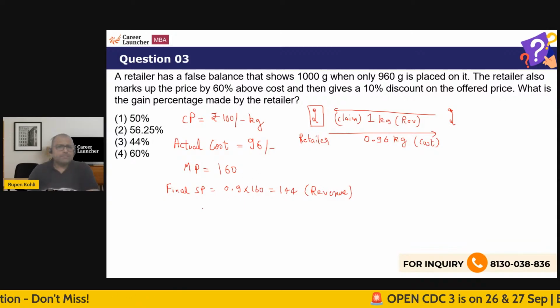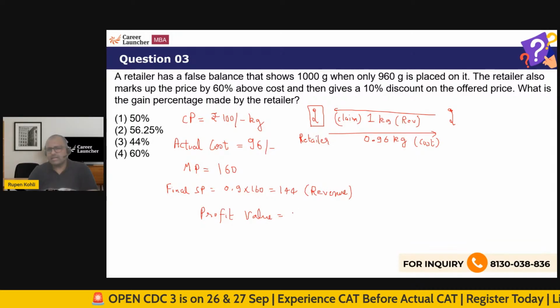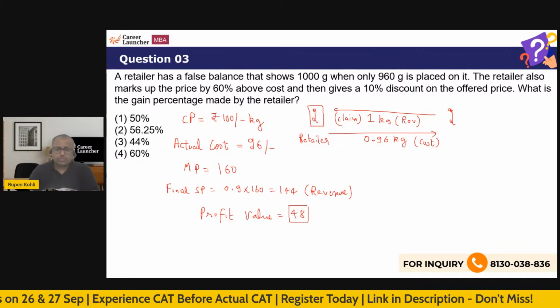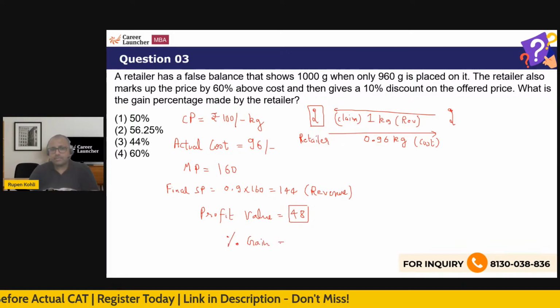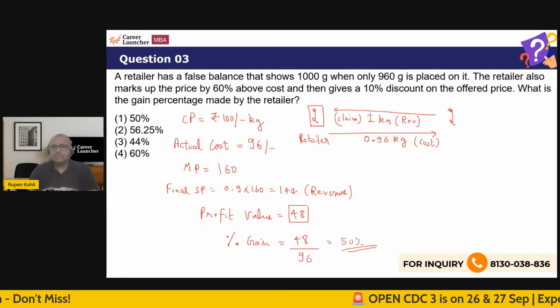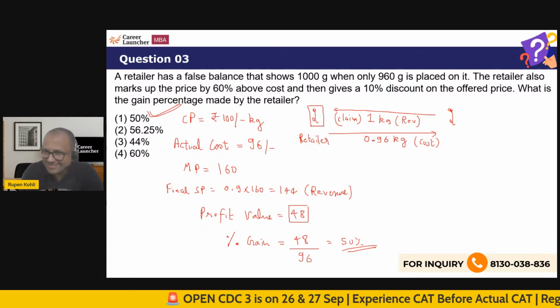So we have to find the gain percentage, the profit percentage. The value of the profit is 144 minus 96, that becomes 48. So a profit of 48 on a cost of 96 means the percentage profit, or gain percentage, is 48 by 96. That is exactly half. So he's having a 50% net profit that he's getting.